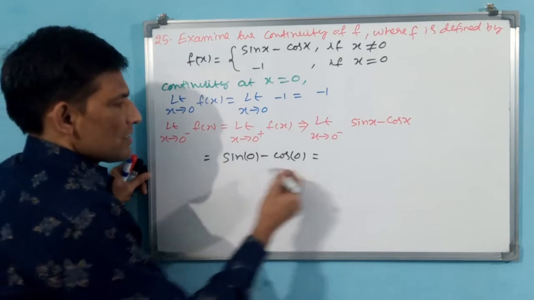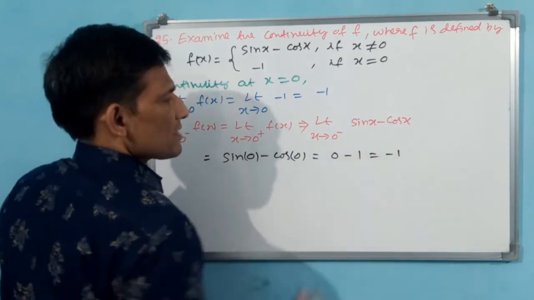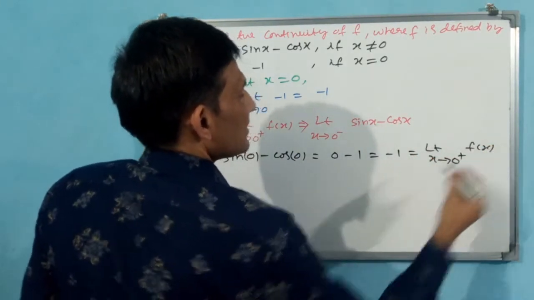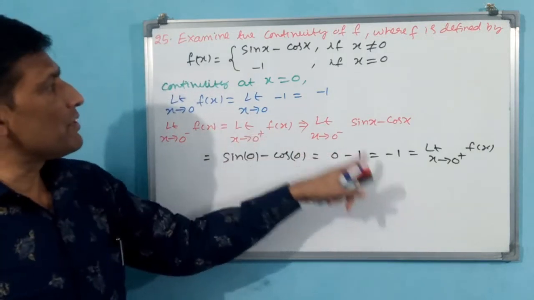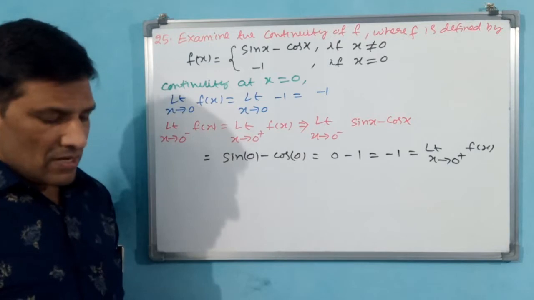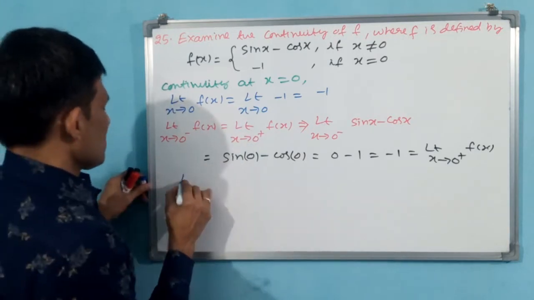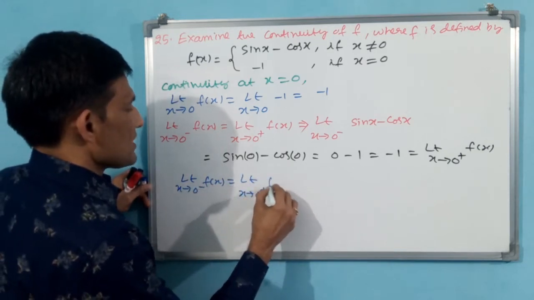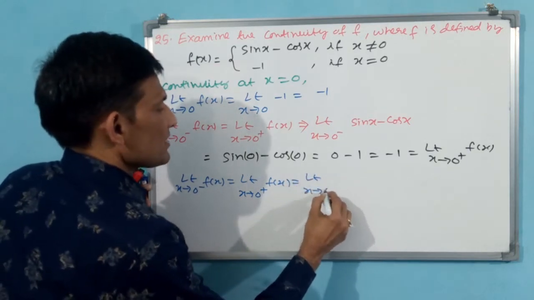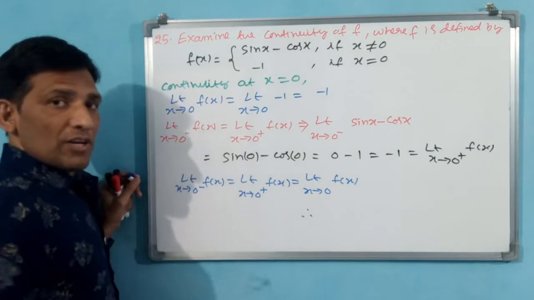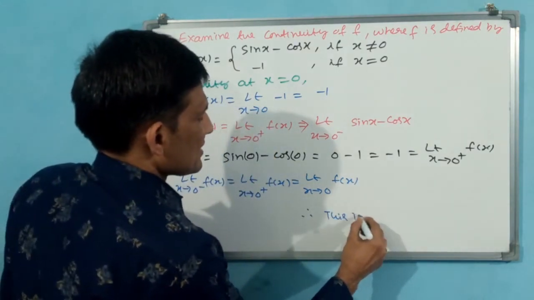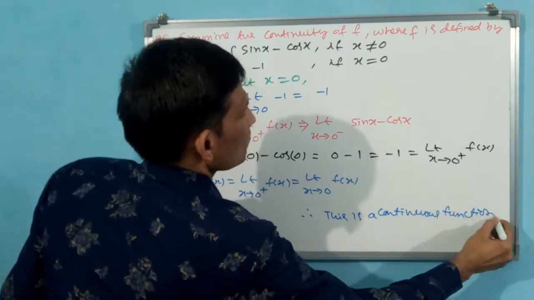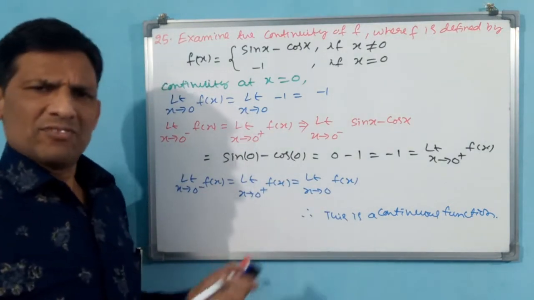This is practice. Sin 0 is 0. Cos 0 is 1. That is equal to minus 1. This is equal to the right-hand limit also. That means left-hand limit is equal to right-hand limit is equal to main limit. All three are equal. What you are going to write? You are going to write like this, you see. Left-hand limit as x tends to 0 minus f of x is equal to right-hand limit as x tends to 0 plus f of x, that is equal to the main limit x tends to 0 f of x. Therefore, this is a continuous function. You understand now? Yes, like this only you have to proceed further.